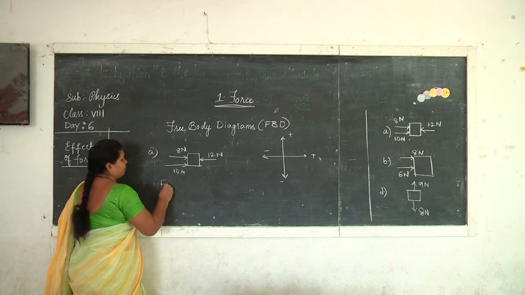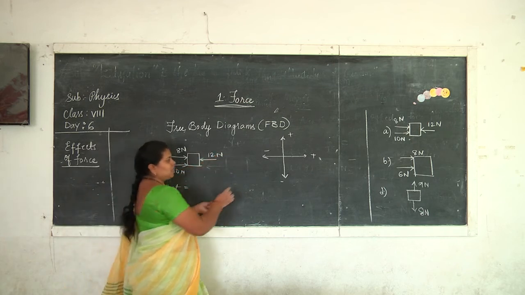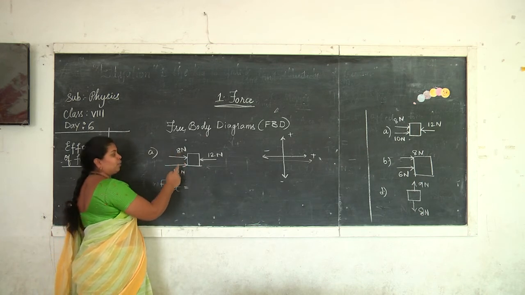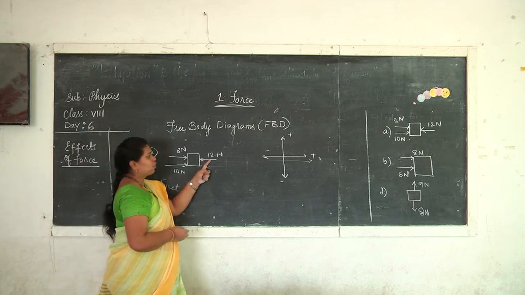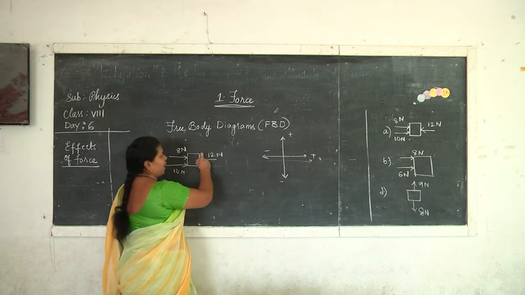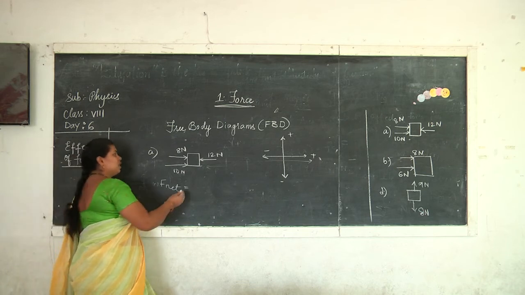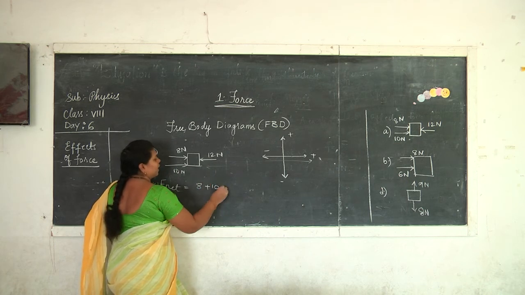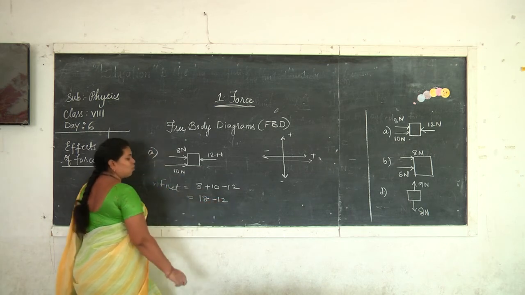Net force F net is equal to, see, 8 newtons is in this direction along the x-axis. So my sign convention for 8 newtons and 10 newtons will be positive as they are along the x direction. And the 12 newtons is acting in this direction, so I take this 12 newtons as minus because of the sign conventions. Now you tell me, F net will be 8 plus 10 minus 12. 8 plus 10 is 18.